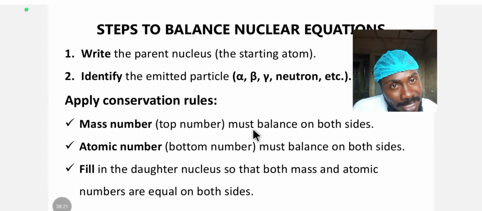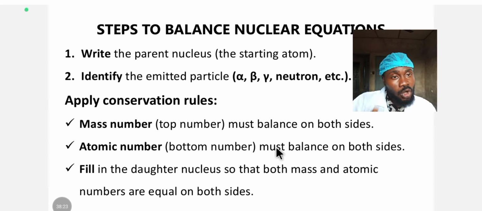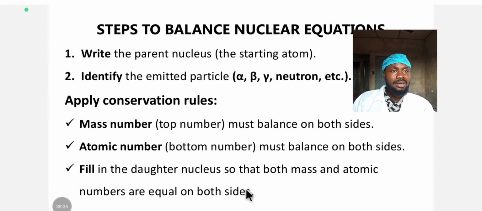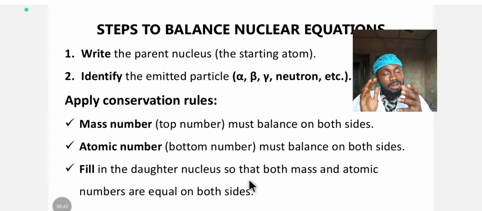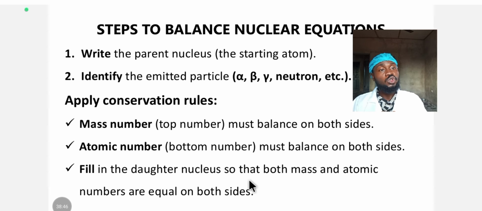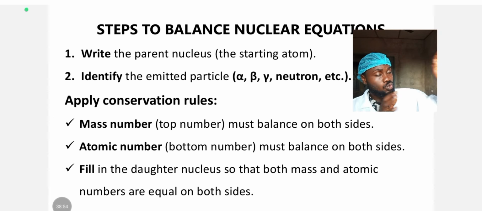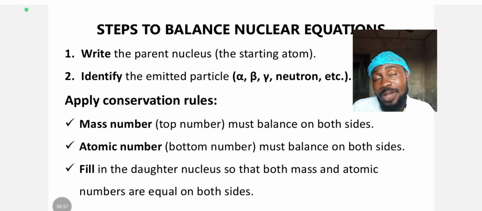The two sides balance. Atomic number, the one below or bottom, must balance on both sides, just like we were calculating just now. Then fill in the daughter nucleus so that both mass and atomic numbers are equal on both sides. You fill in the daughter nuclei, all the particles emitted and all the small nuclei emitted. You are going to add electrons to them to balance up the equation. Make sure that what you have on the left hand side balances with what you have on the right hand side of the equation. If you are supposed to minus, you minus. If you are supposed to plus, you plus.